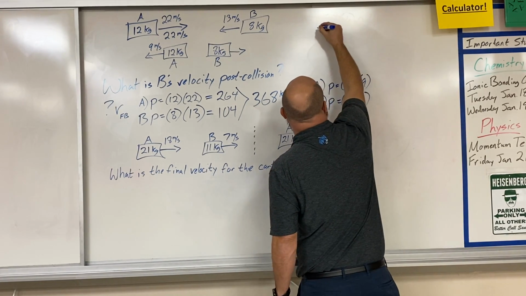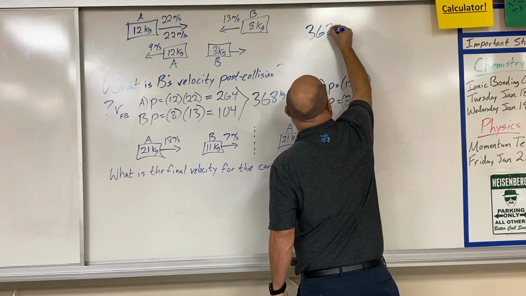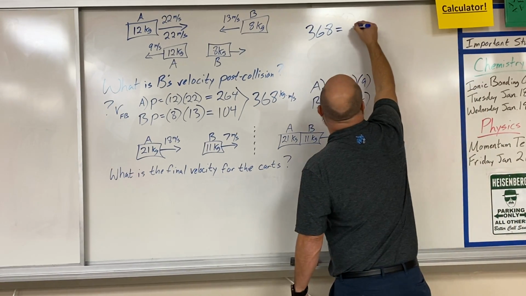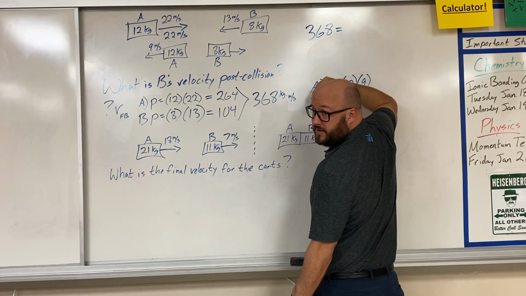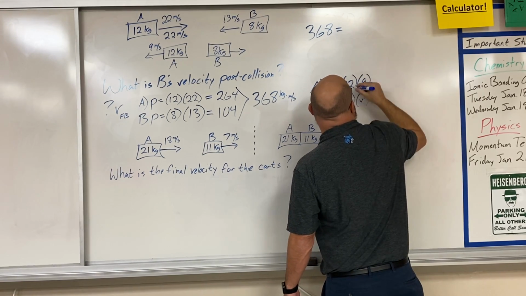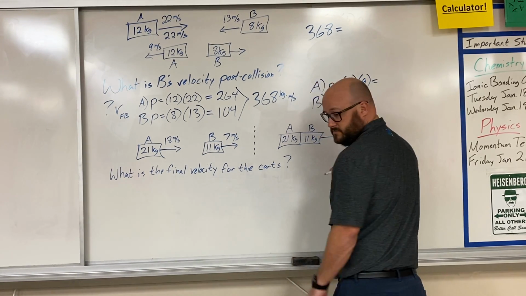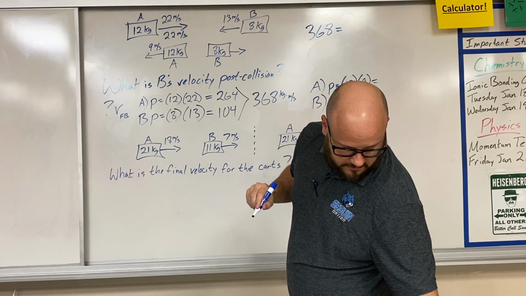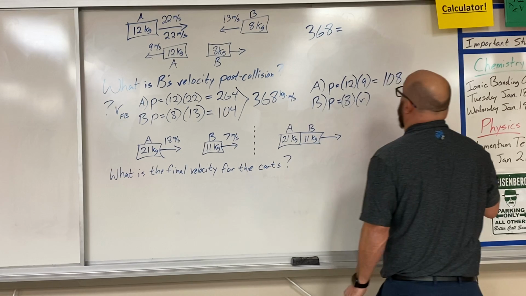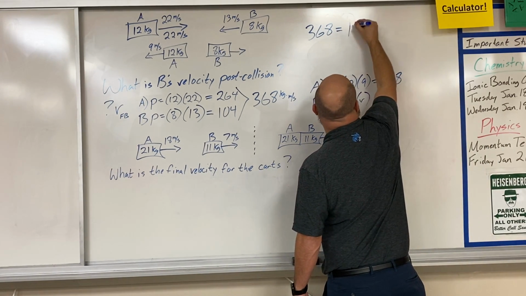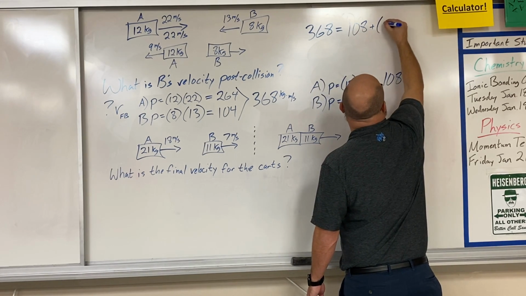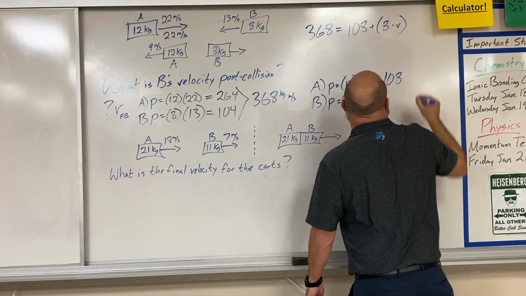So this has to equal that. So we're going to say 368 equals the final momentum of A. So we're going to say 12 times 9 gives us what? I should know that. Is it 108? It is 108. So 368 equals 108 plus 8 multiplied by our velocity.